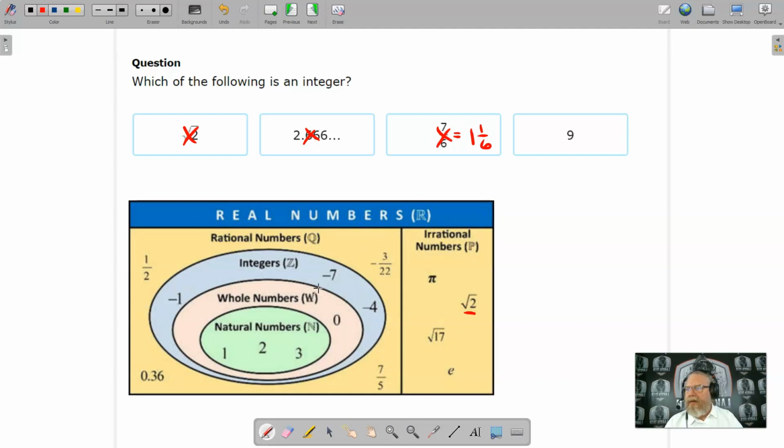What about 9? Where would 9 go? Well, 9's a natural number, right? So 9 could be a natural number, whole number, integer, rational, and real. So does 9 belong to the group of integers? Well, indeed, we have it underlined, so we'll say yes, it does.